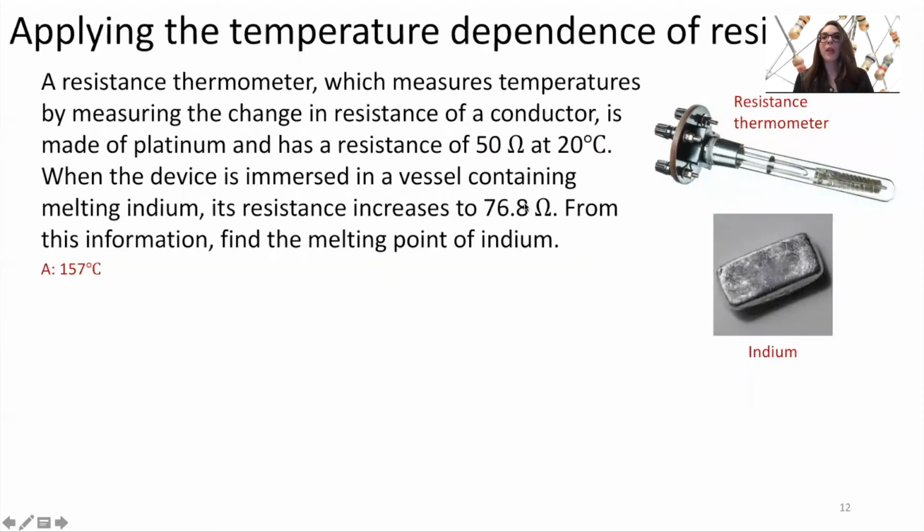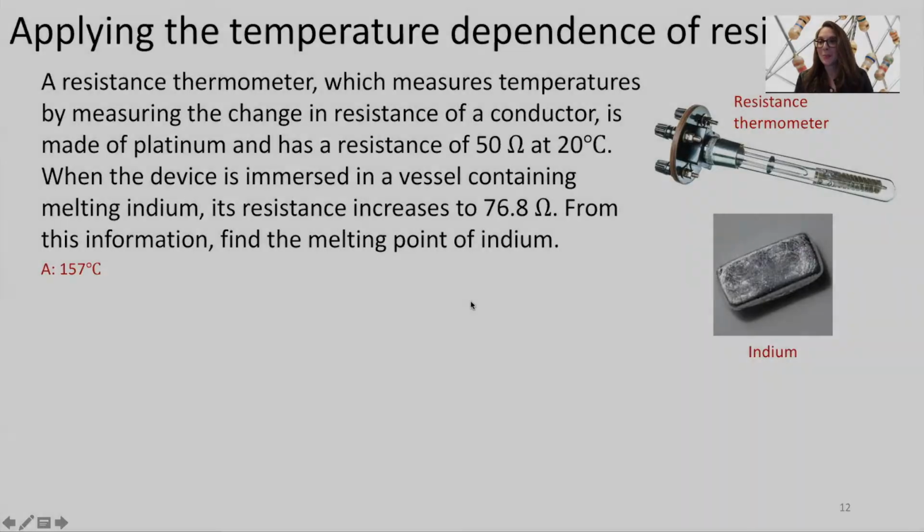Here, we're going to apply the temperature dependence of resistance. A resistance thermometer, that's what this thing is right here, measures temperature by measuring the change in resistance of a conductor. This particular one is made of platinum, and it has a resistance of 50 ohms at our reference temperature of 20 degrees Celsius. Now, when this device is immersed in a vessel containing melting indium, this is an example of what indium looks like, its resistance increases to 76.8 ohms. From this information, find the melting point of indium.